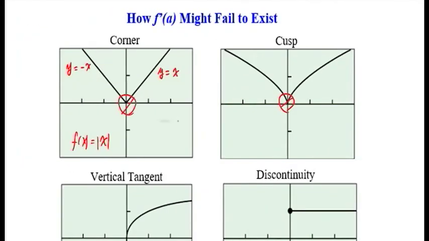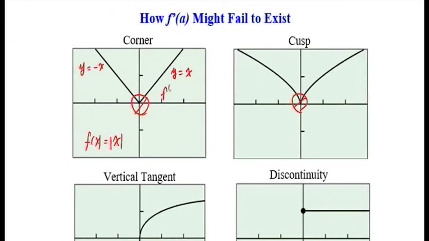So do you see the derivative here? f prime on this side is 1 and f prime on that side is negative 1. So if we do the difference quotient, it'll give us two different answers, 1 and negative 1, wouldn't it? And the derivative will fail to exist. Cusp.